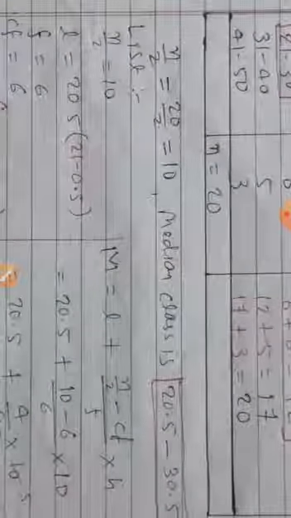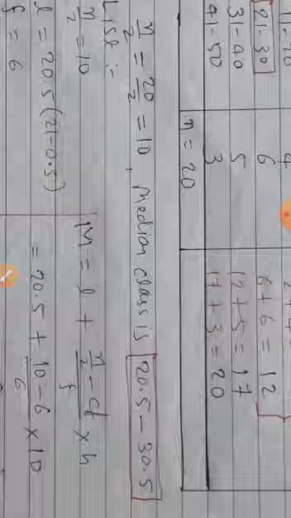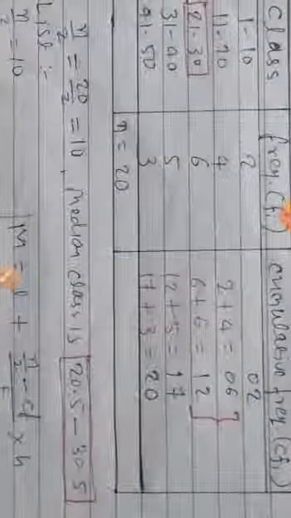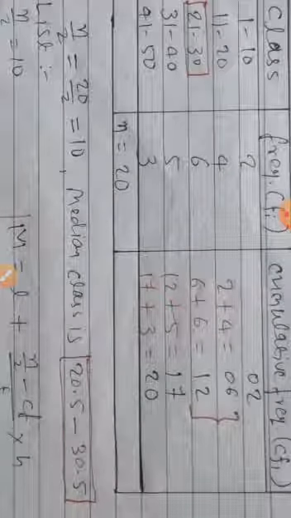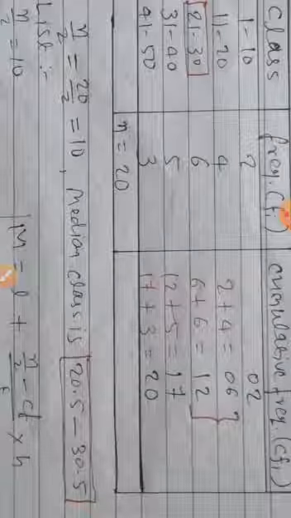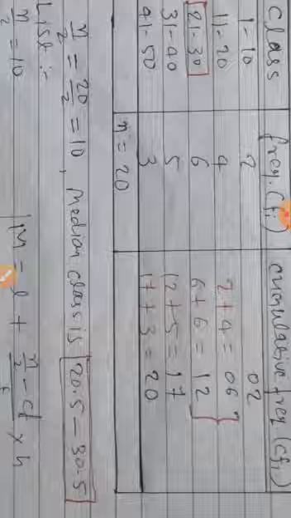But one thing you have to remember, this is an inclusive class. So first of all, we have to convert it into an exclusive class. How to convert inclusive into exclusive class? By subtracting 0.5 from the lower boundary and adding 0.5 to the upper boundary. It is given as 21 to 30, but if 0.5, that is half, is subtracted from 21, it becomes 20.5, and if 0.5 is added to the upper boundary, it becomes 30.5. So the actual median class is not 21 to 30, but 20.5 to 30.5.